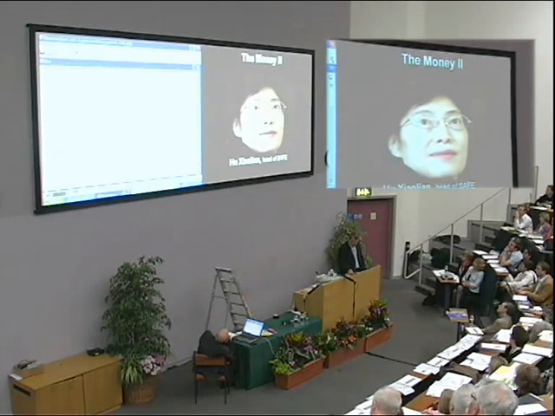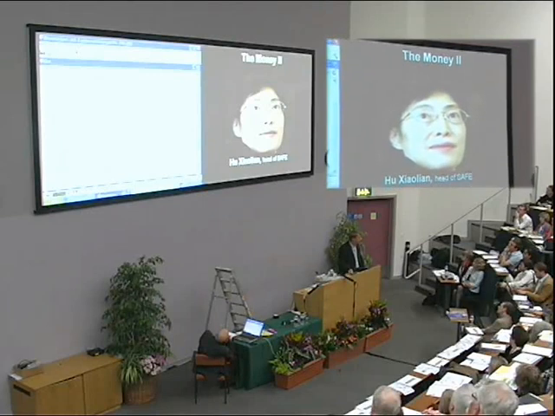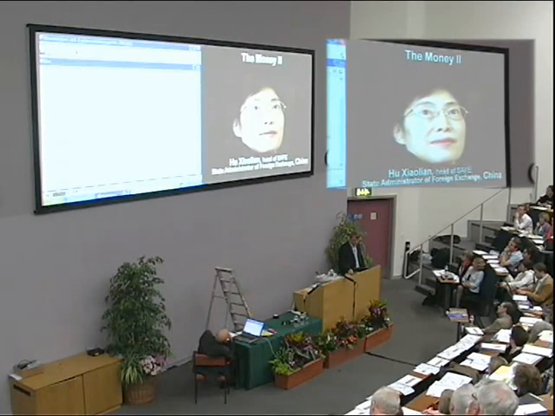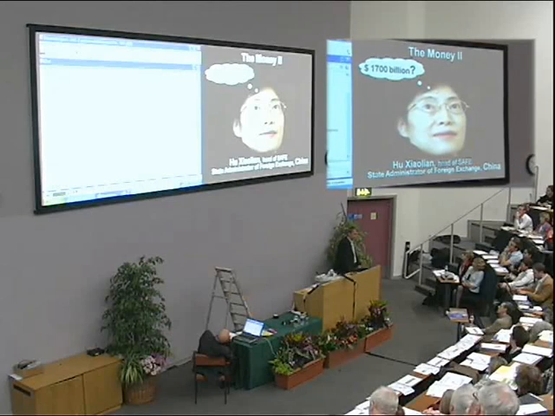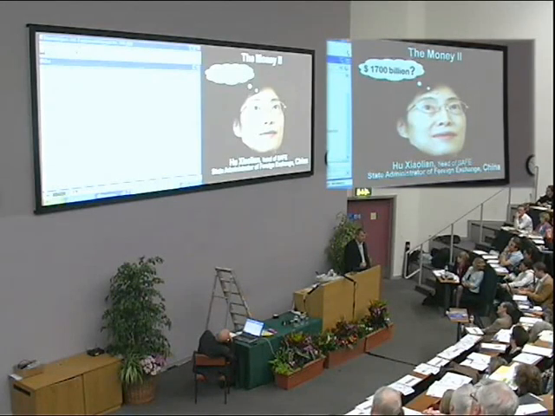This is Hu Xiaolian, head of SAFE. You know about SAFE? State Administration of Foreign Exchange in China. She has $1,700 billion US dollars. It's the foreign exchange reserve in China. They sell more than they buy. And how much does she accumulate? How many days of accumulation of dollars in the foreign reserve in China correspond to the annual aid to the poorest countries? 10 days. She accumulates as much as the agricultural subsidy.